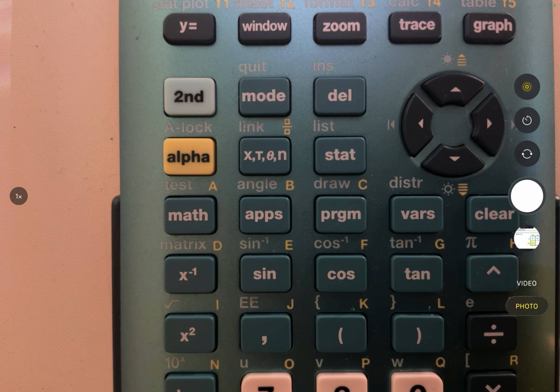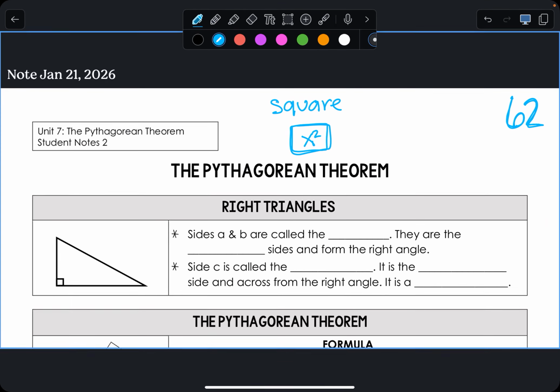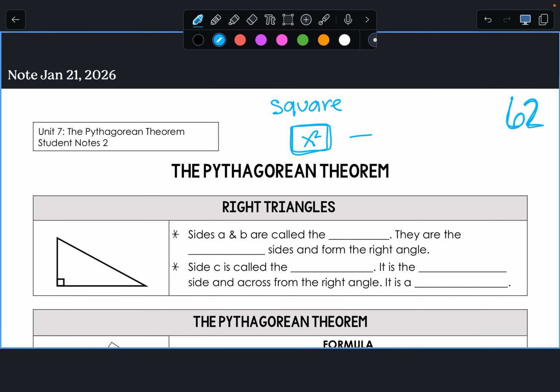Okay, they're the same button for a reason because the opposite of squaring is to take the square root, right? So you either square or you square root. Now today we're going to do a lot of square rooting.